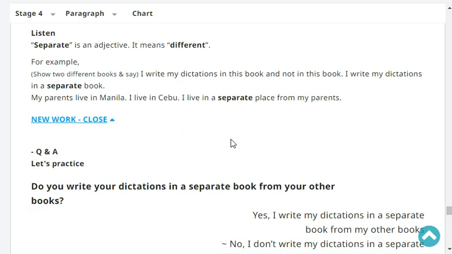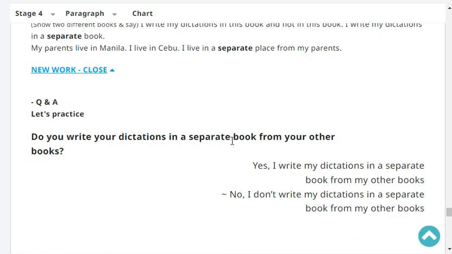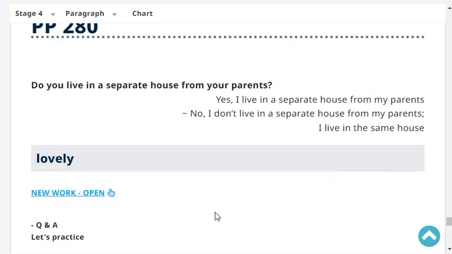Let's practice. Do you write your dictations in a separate book from your other books? Yes or no? Yes, I write my dictations in a separate book than my other books. Very good. Do you live in a separate house from your parents? Yes or no? Yes, I live in a separate house from my parents. Very good.